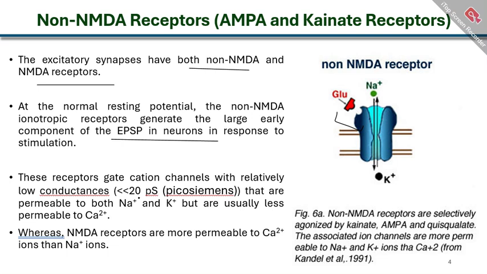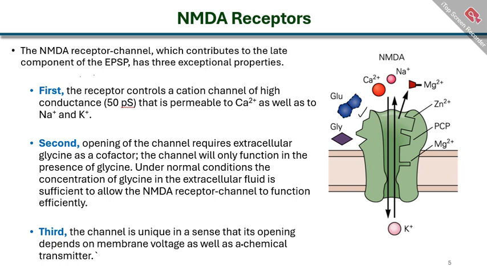They have relatively low conductance. Low conductance means that compared to the NMDA receptors, these non-NMDA receptors have low conductance, that is less than 20 picosiemens. They are permeable to both sodium and potassium, but usually less permeable to calcium, whereas NMDA receptors are more permeable to the calcium ion than the sodium ions. As a result, whenever there is stimulation of the NMDA receptors, a large amount of calcium moves inside.